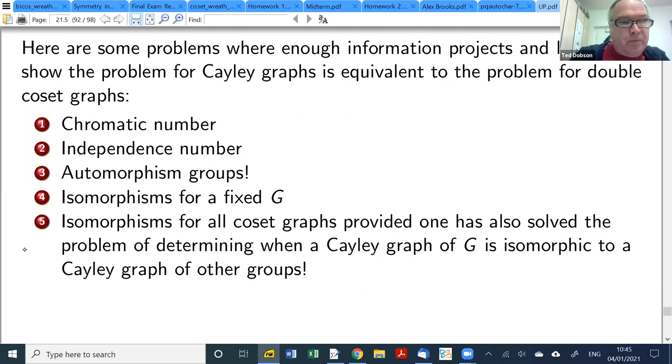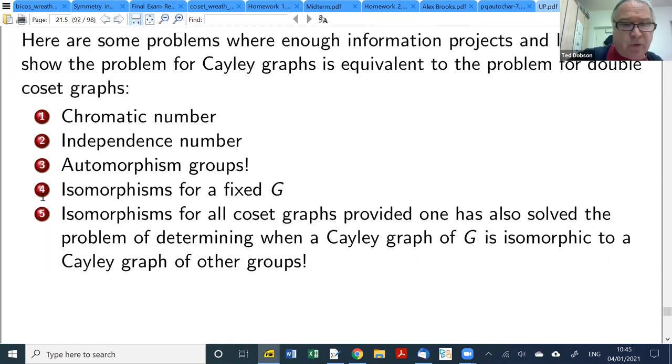For me, though, the biggest one was the consequences about isomorphisms for a fixed G. I like to work on the Cayley isomorphism problem. It asks, when are two Cayley graphs isomorphic? Well, more specifically, are they isomorphic by an automorphism of the group? Not very many people work on the corresponding coset graph problem. And now I no longer care because the two problems are actually the same.